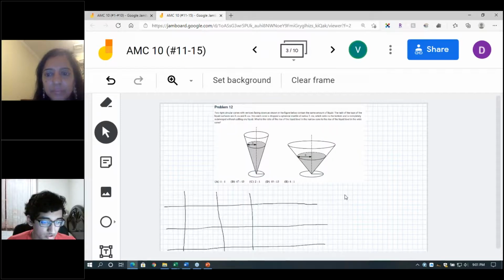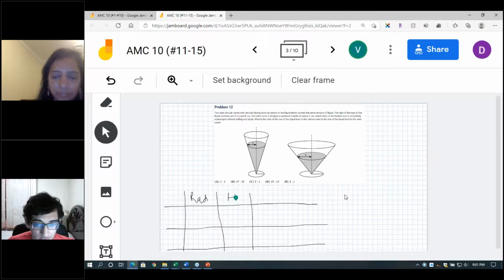So for this first cone, I'll just be writing letters instead of the full words. So this is the radius, and h, this is the height of each cone. And then you can use that to calculate the volume. Just as a reminder, the formula for the volume of a cone is 1/3 pi r squared times h. That's how we'll use this.